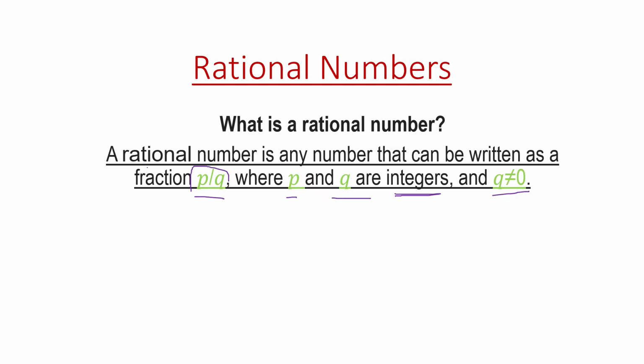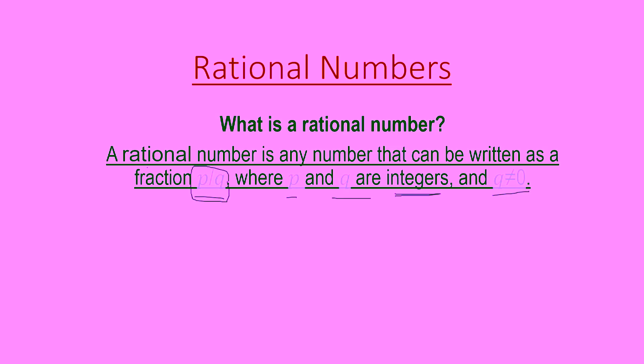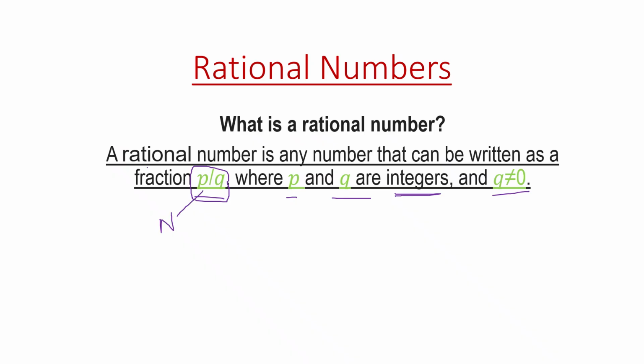P over Q. This is a fraction where P is the numerator and Q is the denominator. What is the condition? P can be any integer, a positive number, a negative number, or 0. What about Q? Q can't be 0. That is the one important thing we have to remember. Why? Because we can't divide by 0.